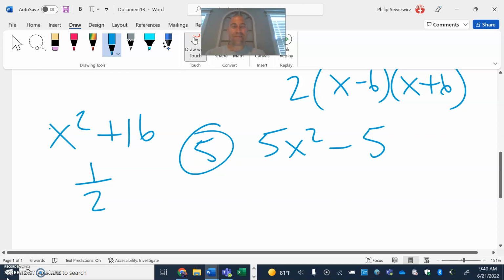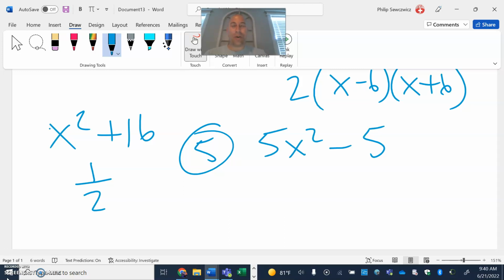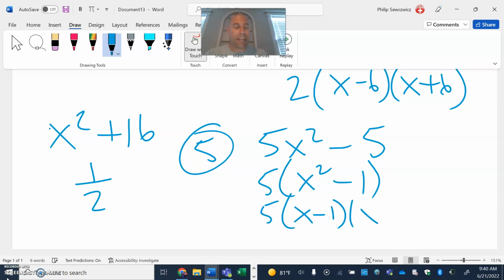Pause it. All right, so, greatest common factor. Did you take a 5 out? 5 times what is 5x squared? Well, 5 times x squared is. 5 times what is 5? Well, it's a 1. Now, the thing here is, is 1 a perfect square? And it is. The square root of 1 is 1. So we can factor that as x minus 1 and x plus 1.